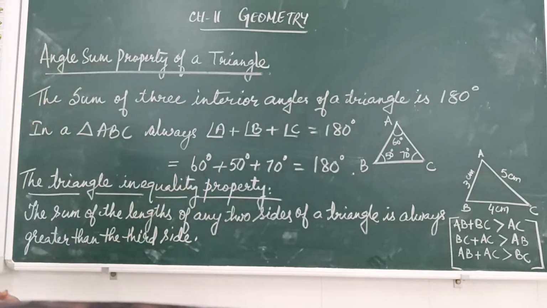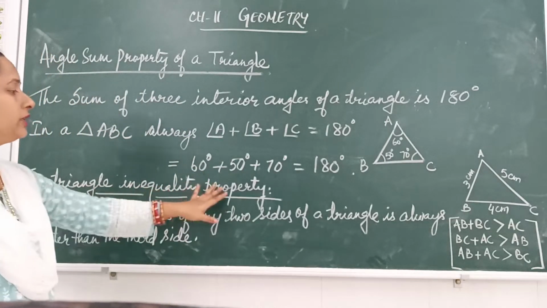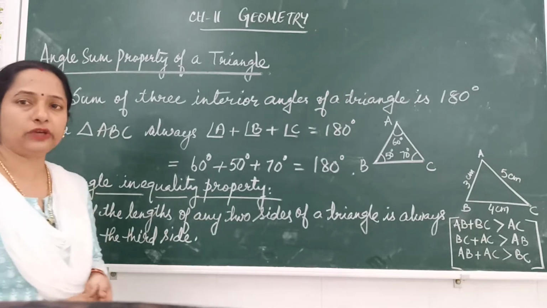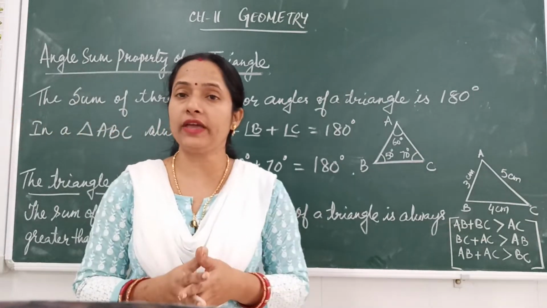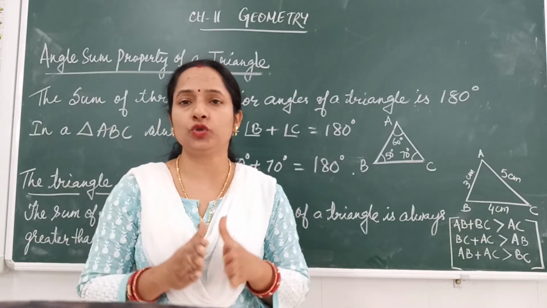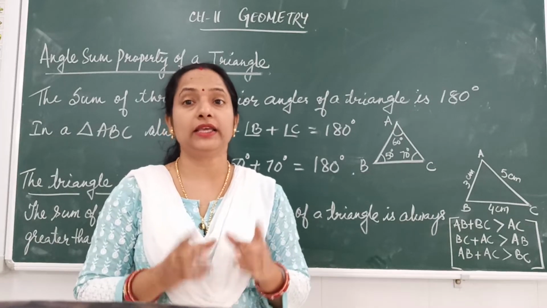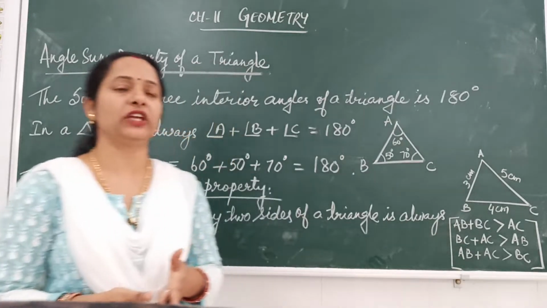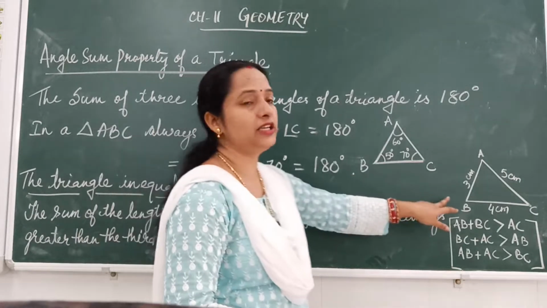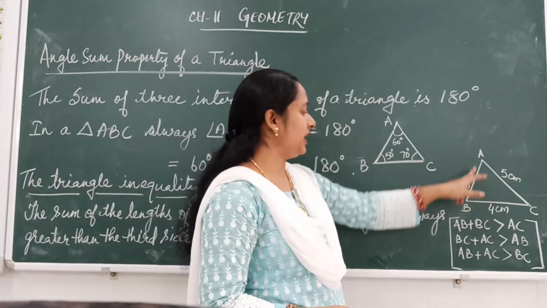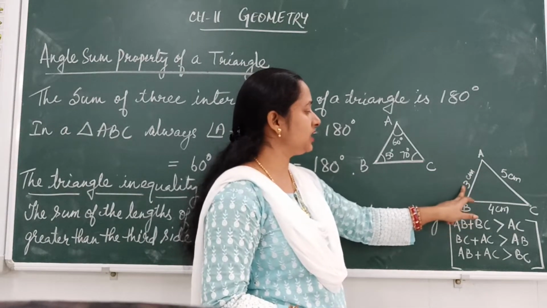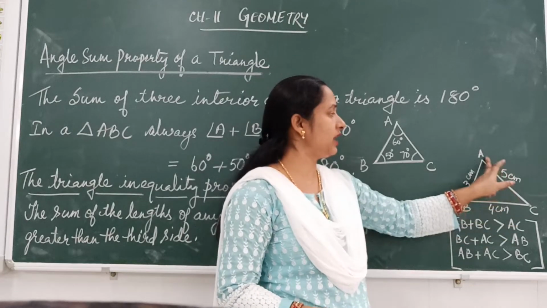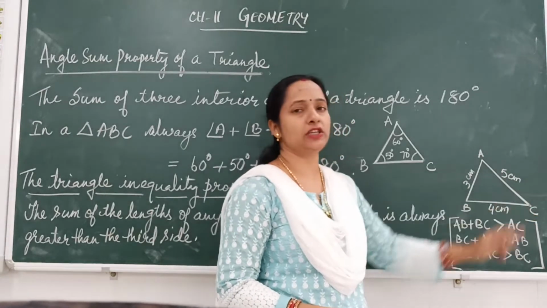The next property is the triangle inequality property. What does the triangle inequality property tell us? Always the sum of any two sides of a triangle is greater than the measurement of the third side. Like here a triangle is given where the length of the side AB is 3 cm, BC is 4 cm and AC is 5 cm.